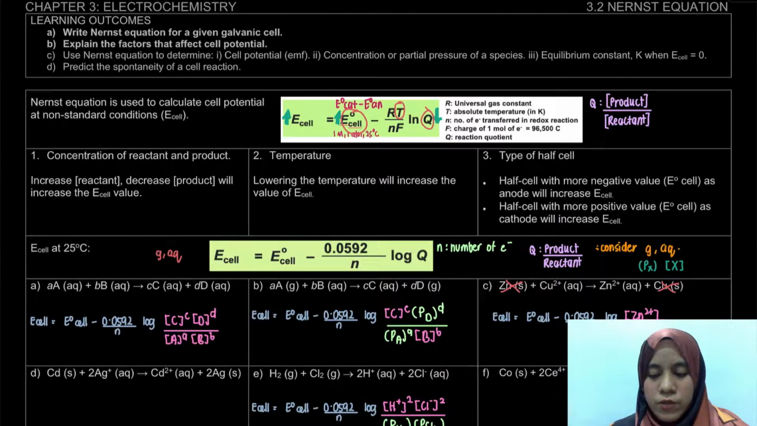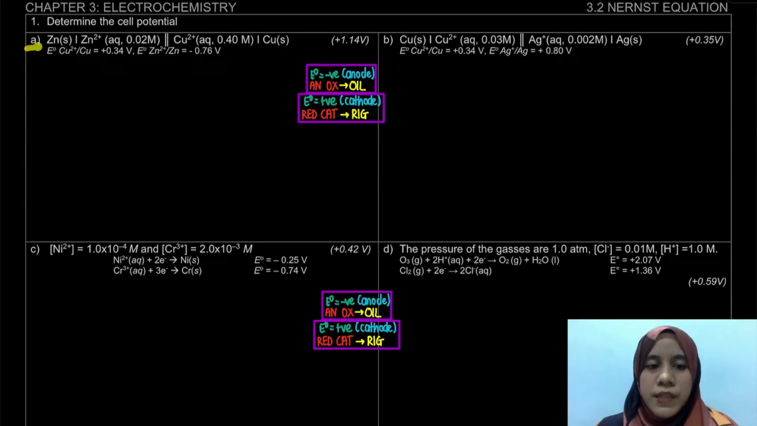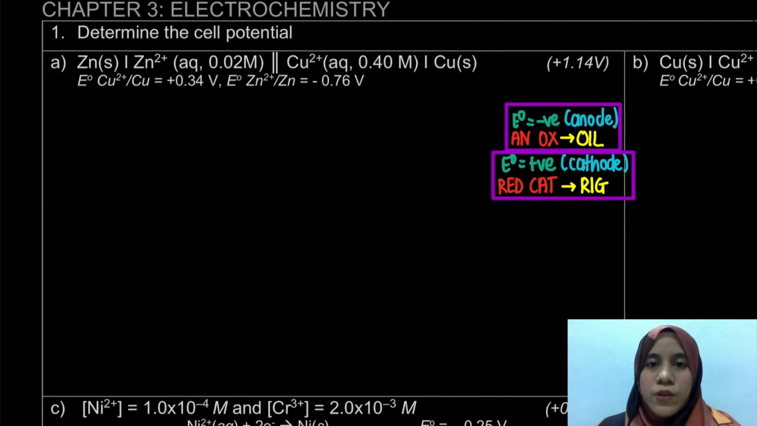So let's look at your notes on page 9. Here it asks you to determine the cell potential. Cell potential is E cell. Because we have to find the E cell, we have to use the Nernst equation itself. Let's look at the examples together. Let's start with example A. This is our cell notation, which follows the ABC rule. First, I'm going to label my A, B, C.